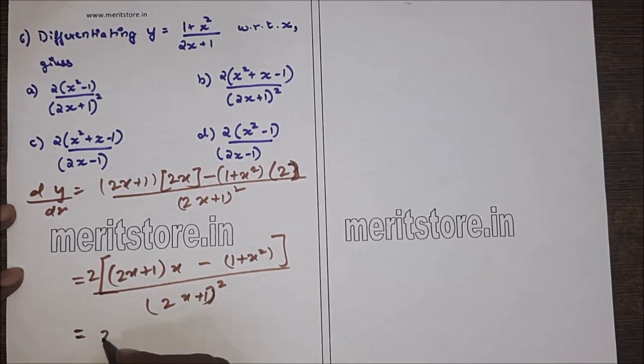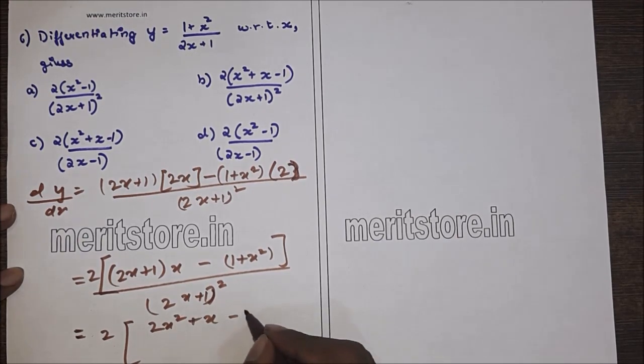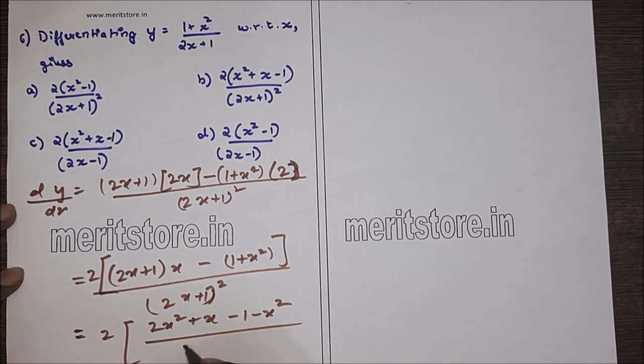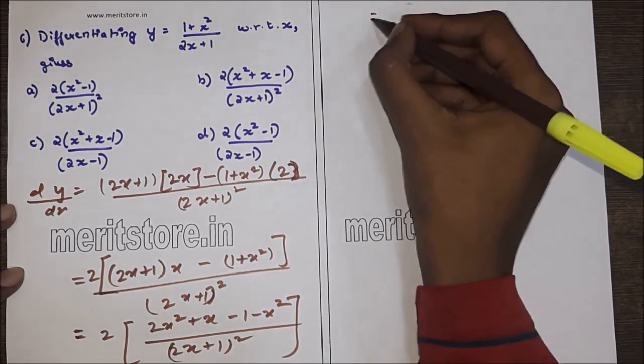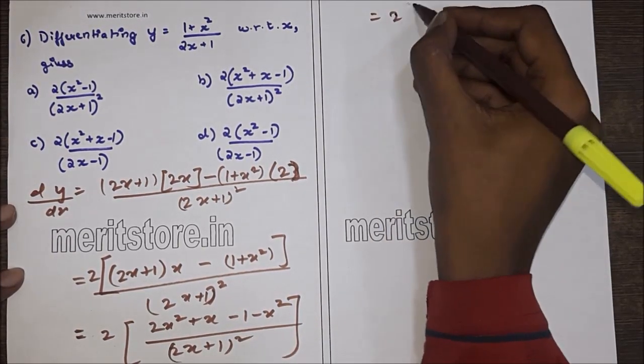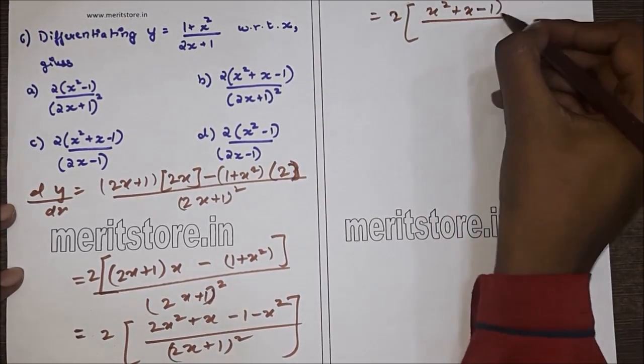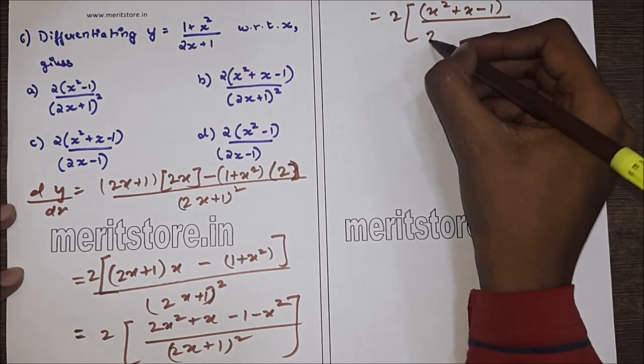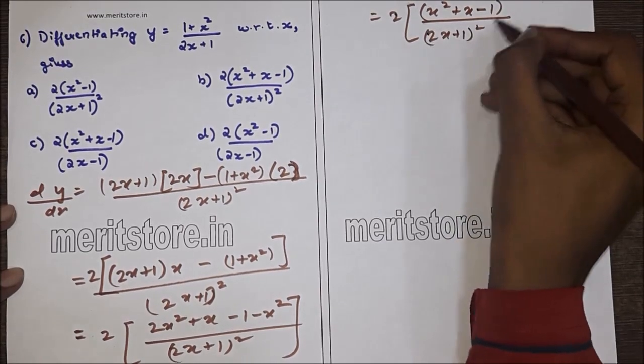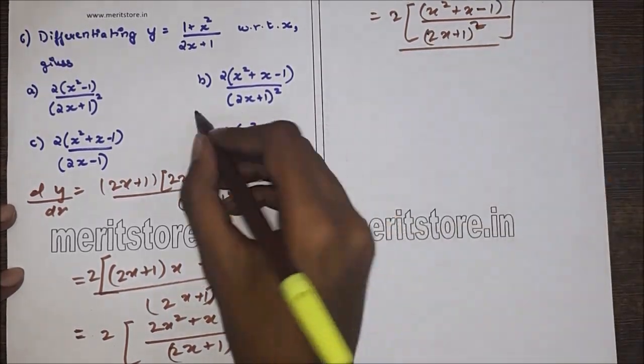We simplify it, we get 2x square plus x minus 1 minus x square divided by 2x plus 1 the whole square. This leaves us with 2 into x square plus x minus 1 divided by 2x plus 1 the whole square, which is option B.